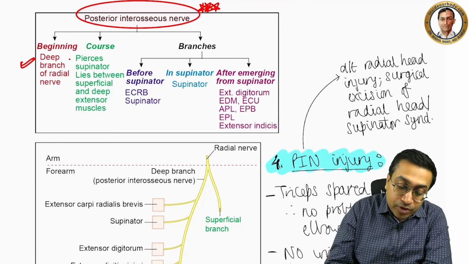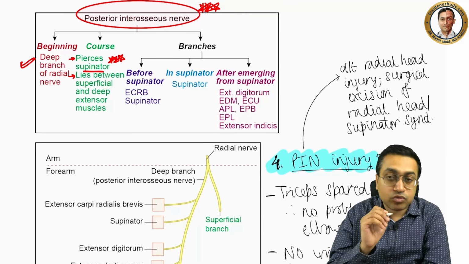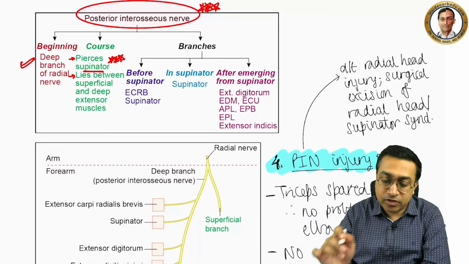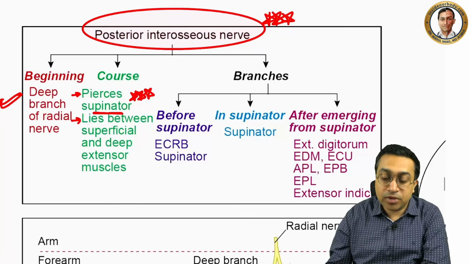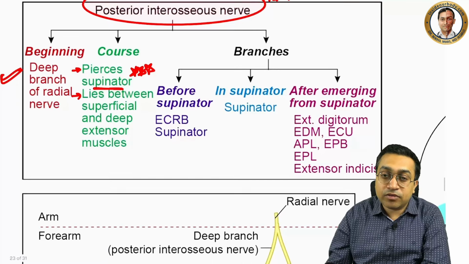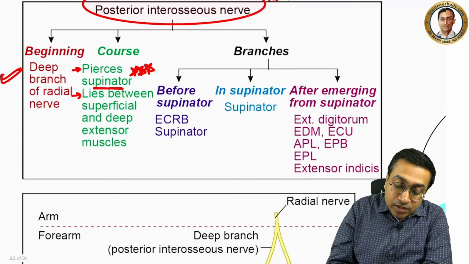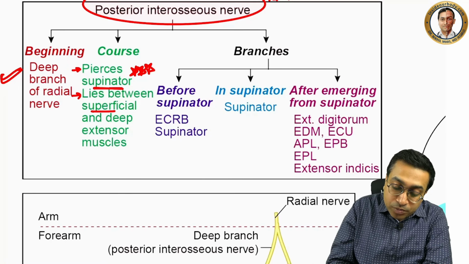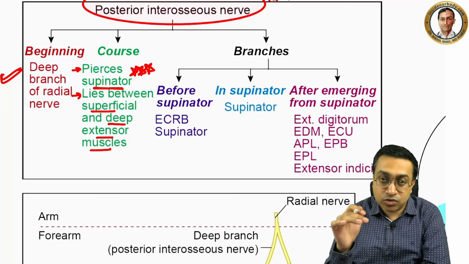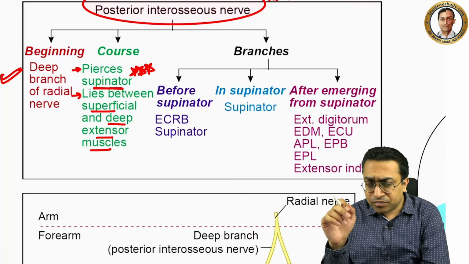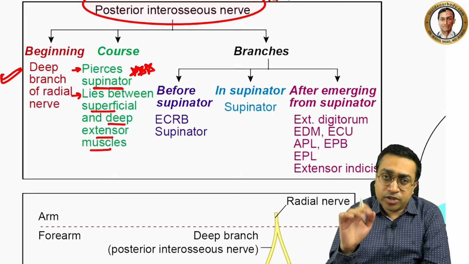Then what are the important points regarding this? Number one, it pierces the supinator muscle. So very important muscle, the supinator muscle, that is the muscle which was causing the entrapment neuropathy also, if you remember. So there is supinator muscle involvement. Then it lies between the superficial as well as deep extensor muscles. So between the extensor groups in the forearm, it is sandwiched between the two.